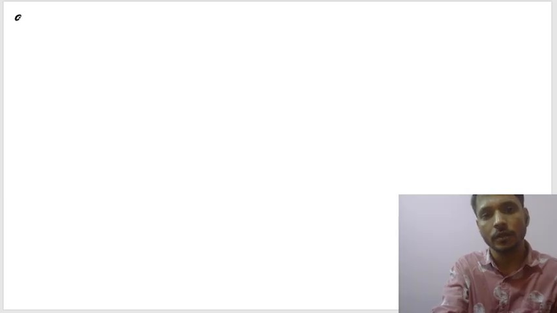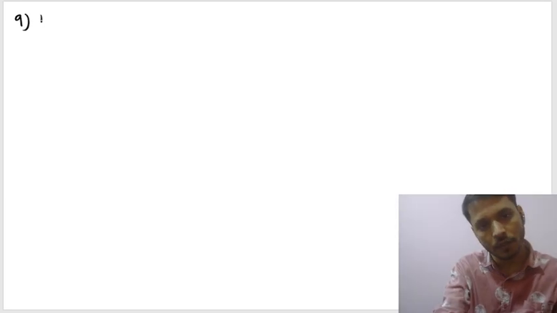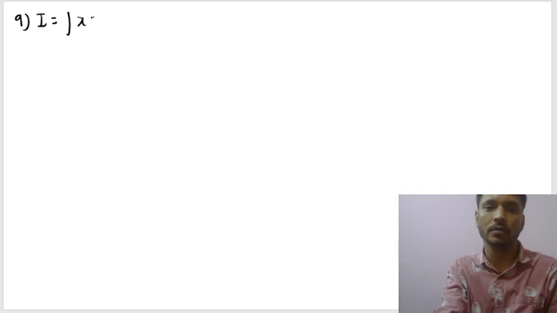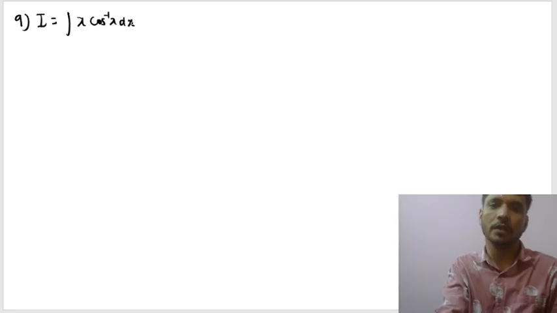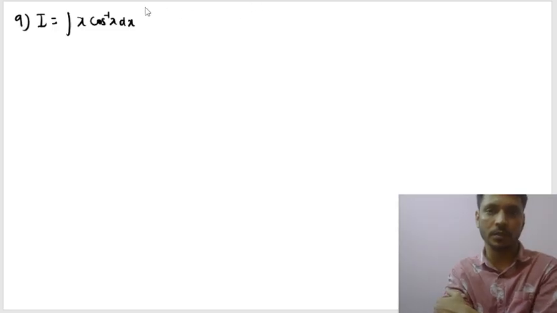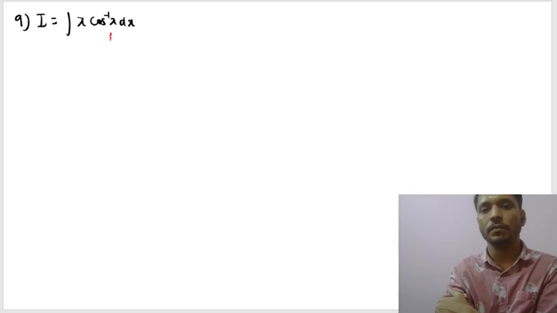So the question number 9 we have. What is question number 9? We are given I is equal to integration of x cos inverse x. It is cos inverse this time. All are inverse trigonometry based. Right. So here again we can decide the first and second function. What is the first function? So cos inverse is the first function and x is the second function.